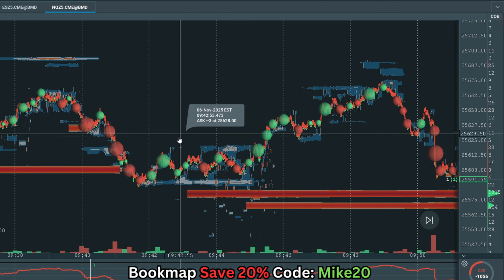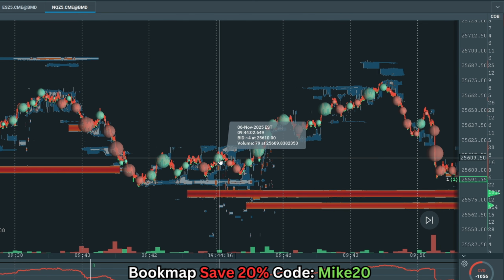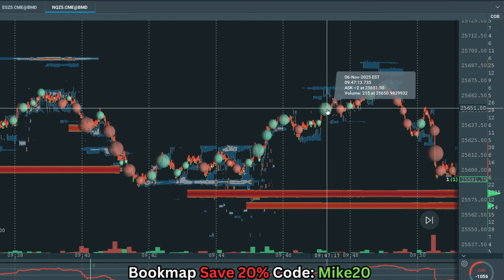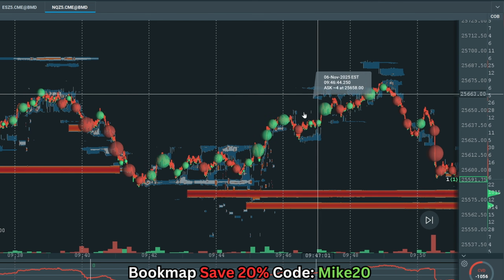Now, when we see larger green bubbles like right here, this is aggression to the buy side. Now, we can't just blindly say, all right, we buy on green and sell on red. It's a little bit more complex than that because we need to talk about what is actually going on in order to make the bubble bigger or smaller in size. That is going to refer to the delta, how much delta fired off in this example. So the more positive delta, or the more aggression of the buyers, that's when we're going to see a larger bubble.